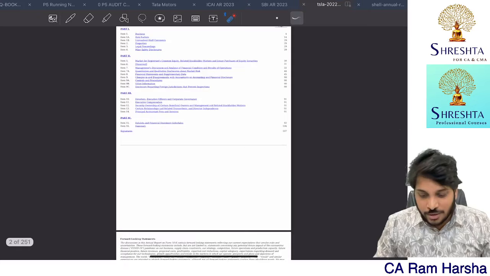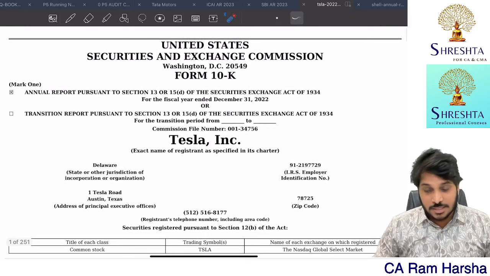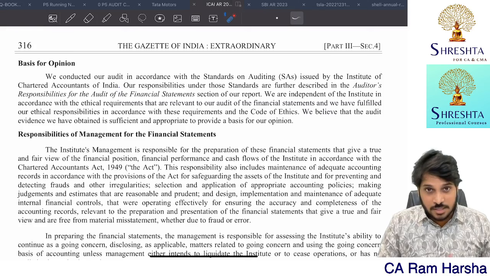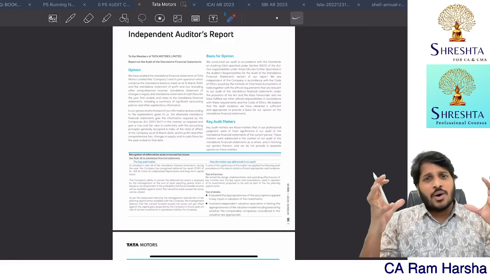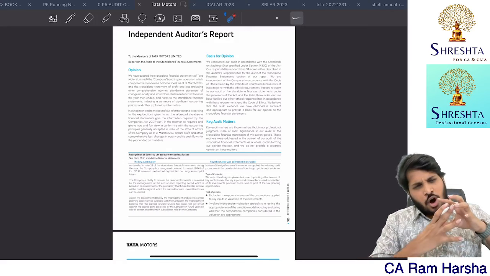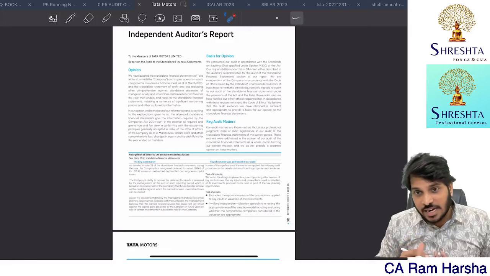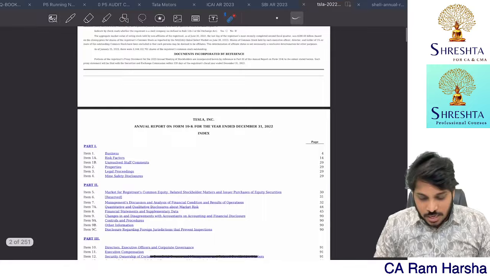And I opened here Tesla. This is a United States company, Tesla Incorporation. This is a company registered in United States. Getting it? So this is the annual report of Tesla, whereas this is the annual report of State Bank of India. This is the ICAI annual report and this is the Tata Motors annual report. Inside the annual report, one segment is financial statements and audit report. The annual report is a document which is given by these companies every year. This annual report contains lots of information. In that, some information will be dealing with the financial statements of that entity and the auditor's report on that entity. Getting it? And Tesla, you see, Tesla is also having an auditor's report.